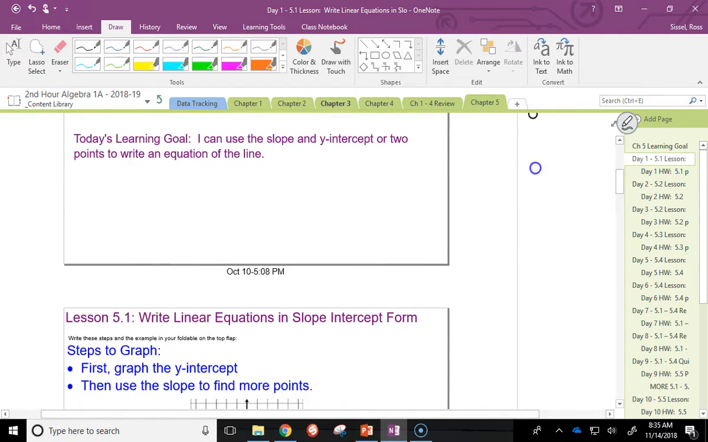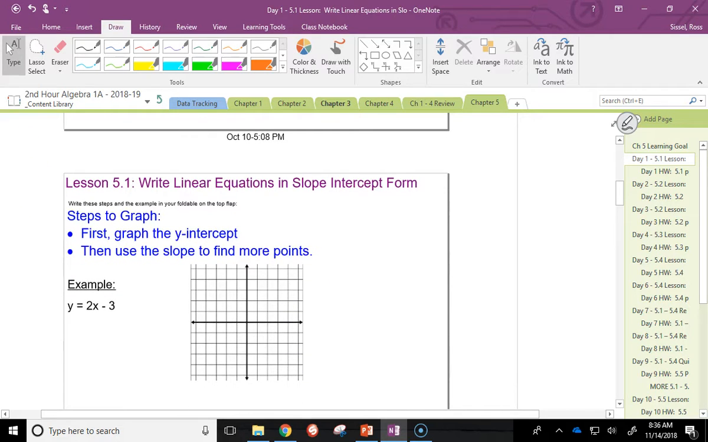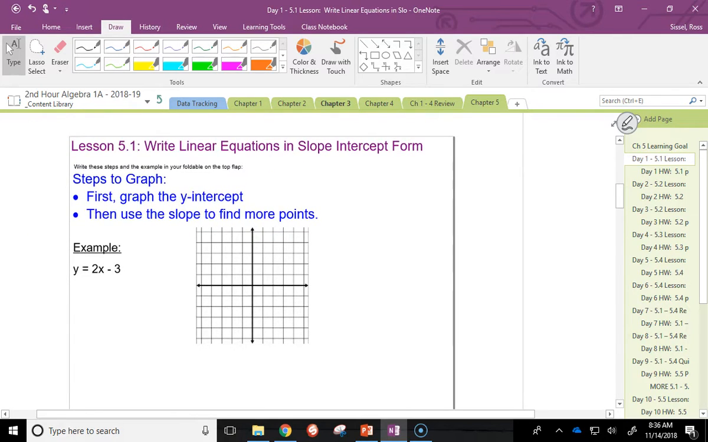Okay, today our goal is I will use the slope and y-intercept or 2 points to write an equation of a line. We're going to talk about a foldable, and I'm not giving you the foldable yet. We are going to set up our chapter 5 in our Starter notebook later. Just today, I think we have too much going on to do that. So, because I gave you the other two reviews, or reflection and goal to do. So, following along. The steps to write an equation slope-intercept form is actually very, very easy.